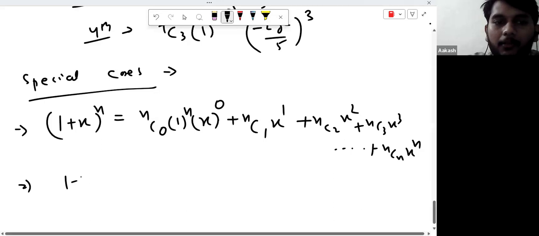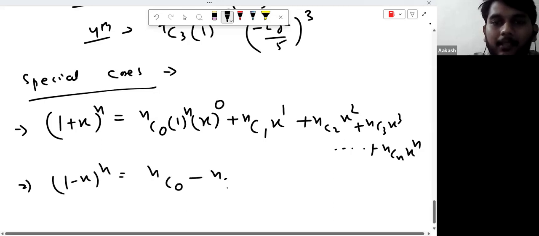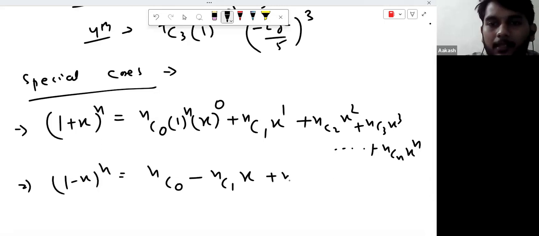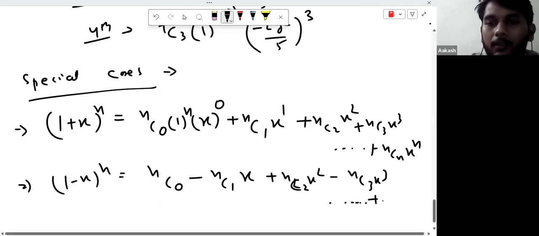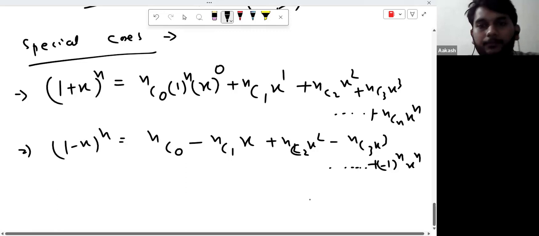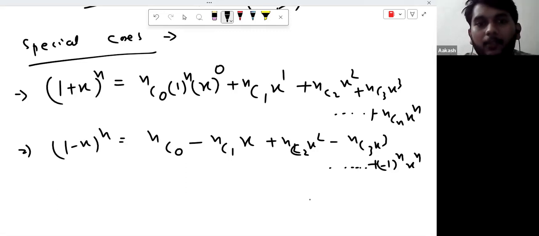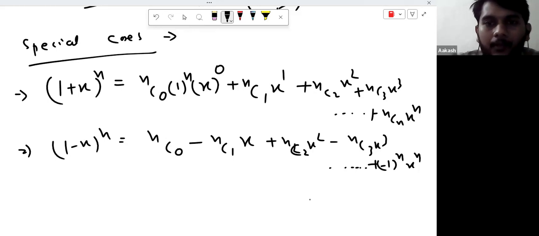Same way, if we write 1 minus x to the power n, this is nC0 minus nC1 x plus nC2 x square minus nC3 x cube till minus 1 to the power n x to the power n. Okay, write it down. I just wrote that series, put the value of x and y as 1 and x to get the answers. Okay, sir.